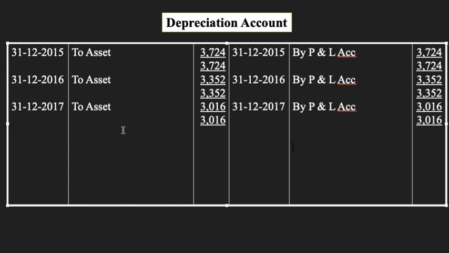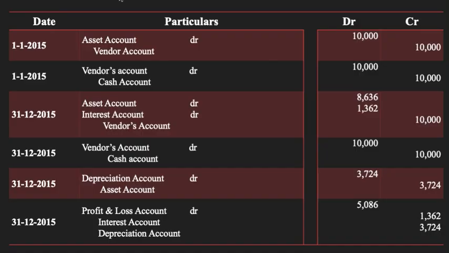Now we have the last ledger account, which is the interest account. So we are going to see the transactions where we can find the interest amount, so that we can pass the same information in the interest account here. Now see here on 31st 12 2015, the first two transactions have no interest, but here we have asset account debit, interest account debit, to vendors account. Fine. So we are going to take this transaction and write down 1362 in the interest account. What are we going to write down? To vendor, how much? 1362.